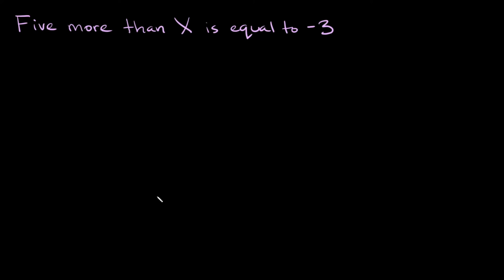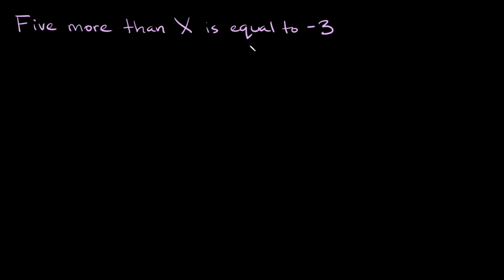In this video, I'm going to teach you how to translate words into equations with variables, and we're also going to solve them at the end. So let's start with this first example. It says 5 more than x is equal to -3.